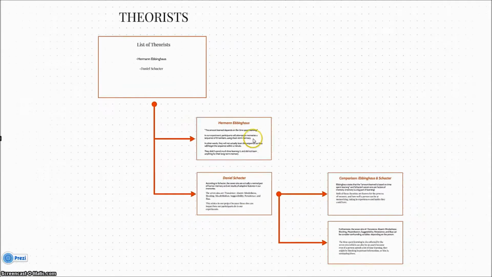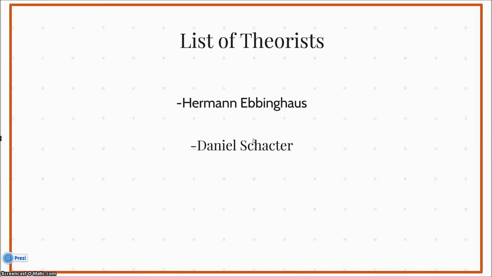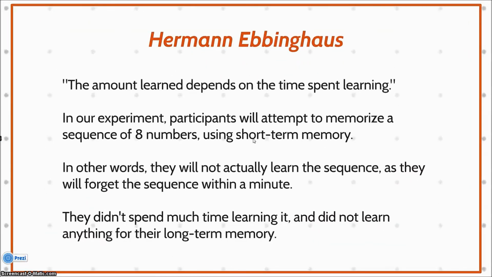Theorists. We chose 2 theorists to represent our project, Hermann Ebbinghaus and Daniel Schacter. Hermann Ebbinghaus. Known for his quote, "The amount learned depends on the time spent learning." In our experiment, participants will attempt to memorize a sequence of 8 numbers using short-term memory. In other words, they will not actually learn the sequence, as they will forget the sequence within a minute. They didn't spend much time learning it, and they did not learn anything for their long-term memory.